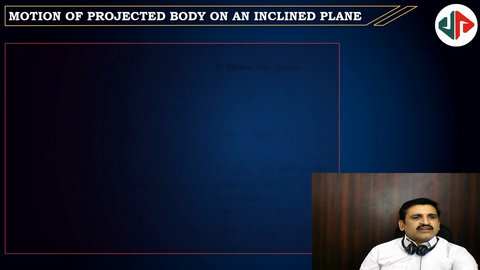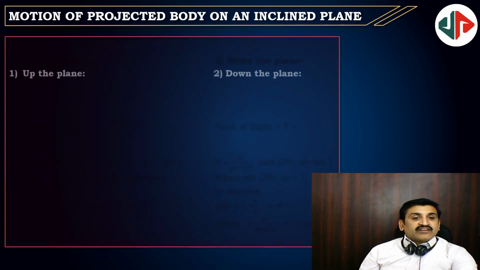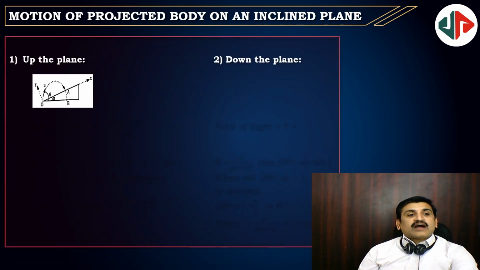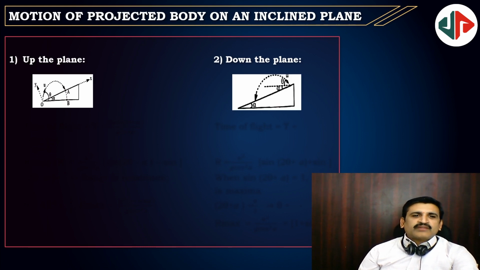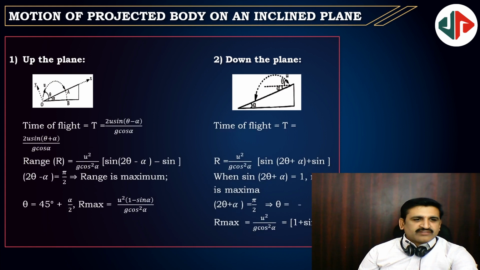Next, the main logic I want to give first. Up the plane, suppose a body is projected, and then down the plane a body is projected. Then the equations will be as follows. Time of flight is equal to 2u sin theta by g.